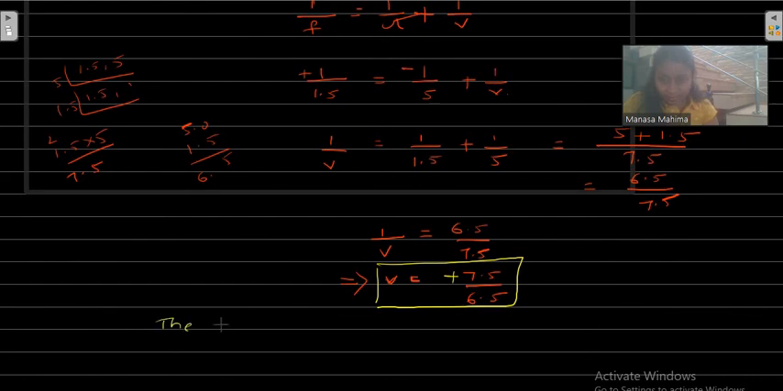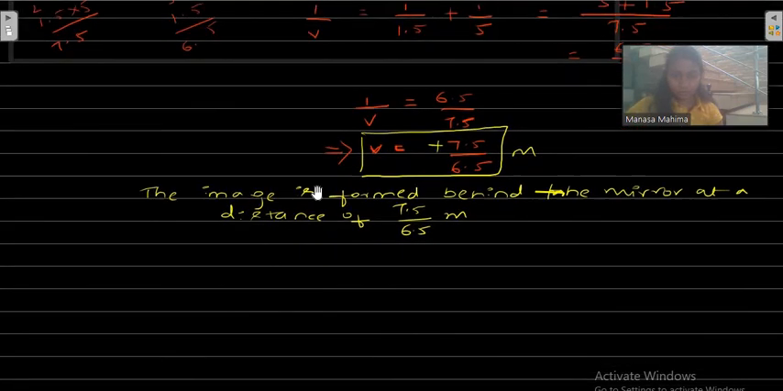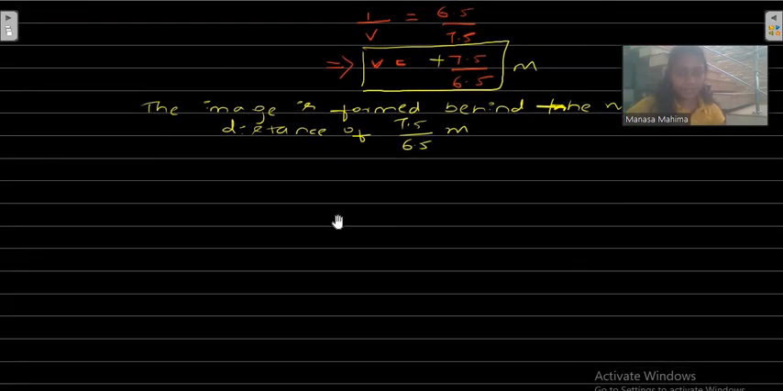The image is formed behind the mirror at a distance of 7.5 by 6.5 meter. Unit is also very much important. Okay. So image is formed behind the mirror at a distance of this much.